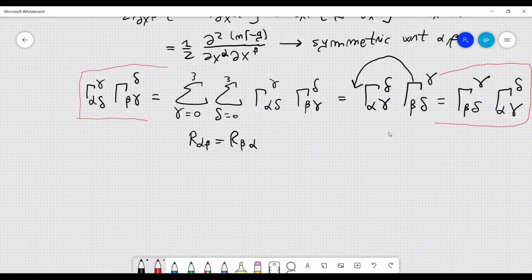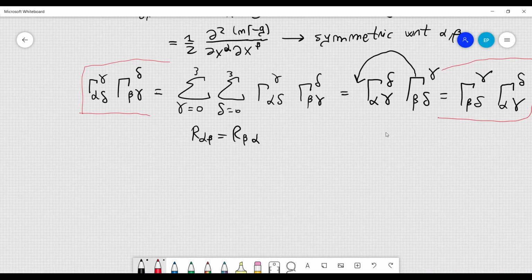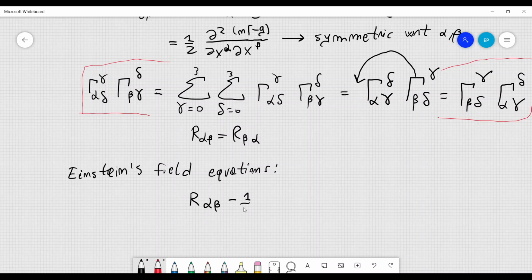Okay. And then let me also remind you of Einstein's field equations. You have the Ricci tensor alpha beta minus 1/2 the Ricci scalar, which is defined by contracting the Ricci tensor. So the Ricci scalar is defined as R alpha beta times the inverse metric tensor alpha beta. So this is how it's defined.